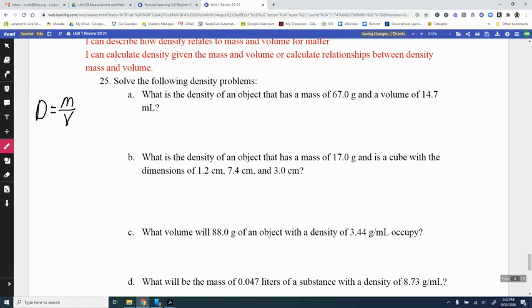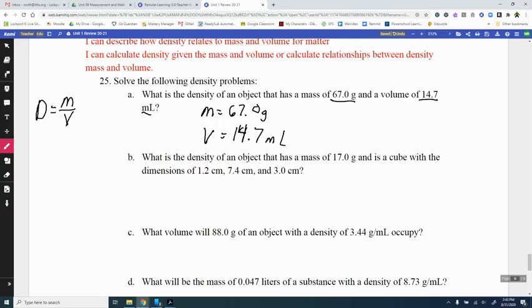Okay, so next we have to identify our parts, what we have. Grams, that's always going to be mass. So our mass is 67.0 grams. It says volume here, and it gives you milliliters, so that's our volume. So V equals 14.7.